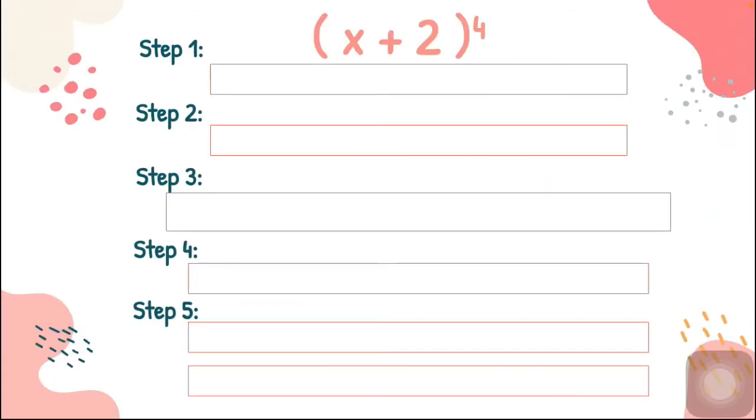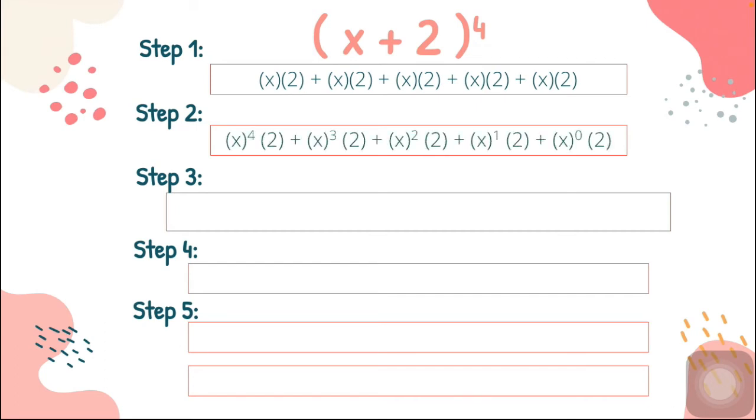So, I have this given example. X plus 2 raised to 4. So, step 1, we need first term and second term as a factor. So, gagawin natin ng 5 times kasi nga si 4, pa-plus pa natin sa 1. So, fifth term. So, merong 5x times 2. Okay?